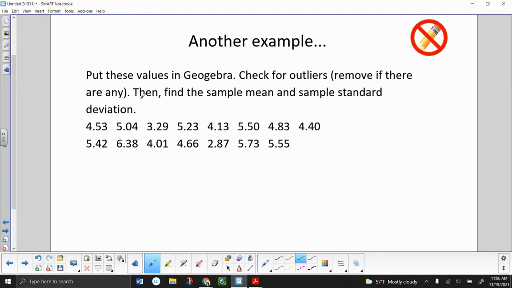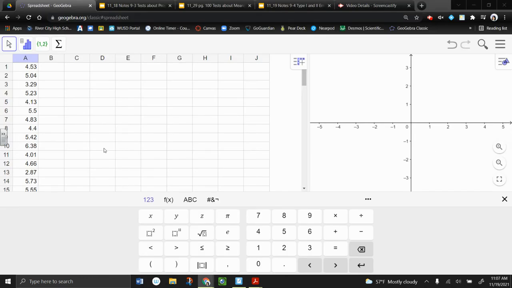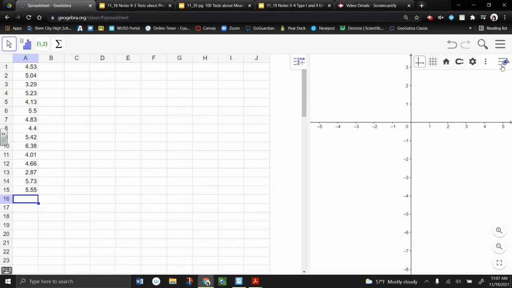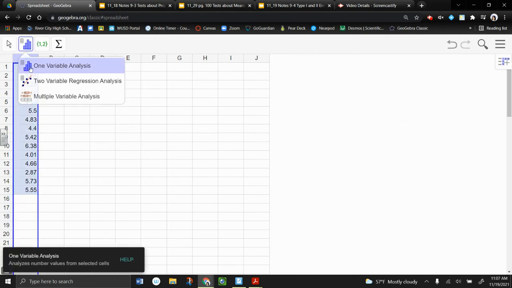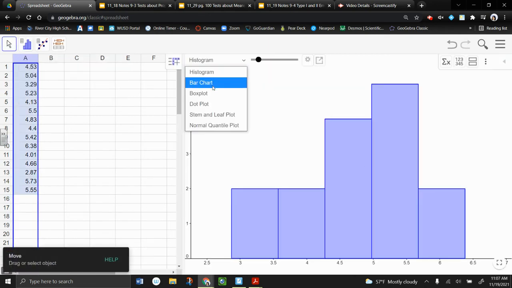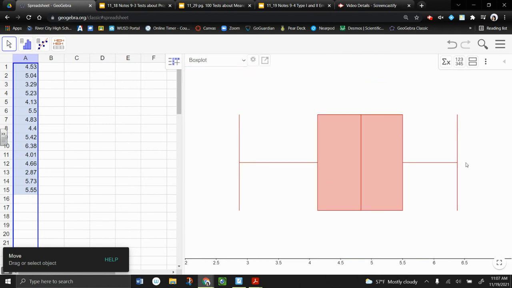All right, so let's do another example. Okay, so the other example is going to involve some data. So I'm going to go ahead and put that data into GeoGebra. All right, so here is the data in GeoGebra. So now let's do one variable analysis. So first of all, we're going to check for any outliers. So there's no outliers since there's no numbers on the outside.